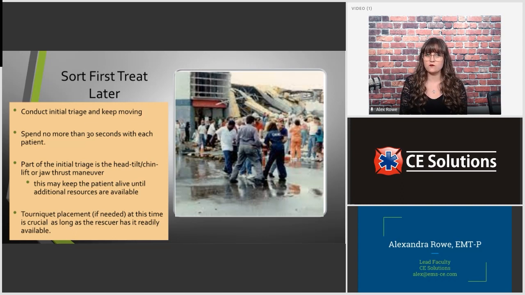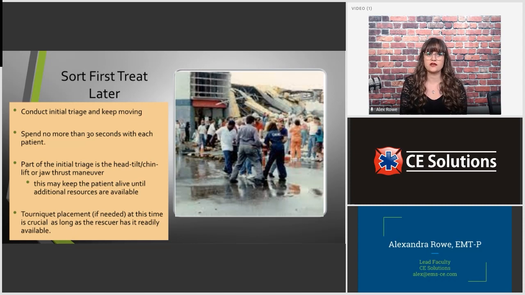You really shouldn't spend more than 30 seconds with each patient. Time is critical, because if you ended up having like 10 patients, right? And you spent 30 seconds with each patient, that's 5 minutes. And 5 minutes is, in this type of situation, a long time. So if we can try to speed that process up, that's best case scenario.